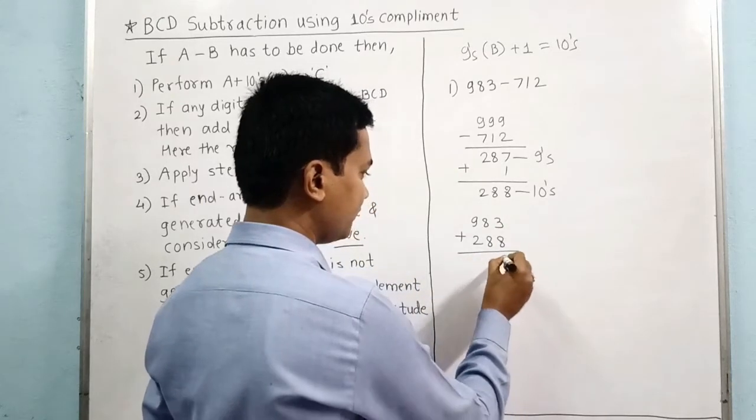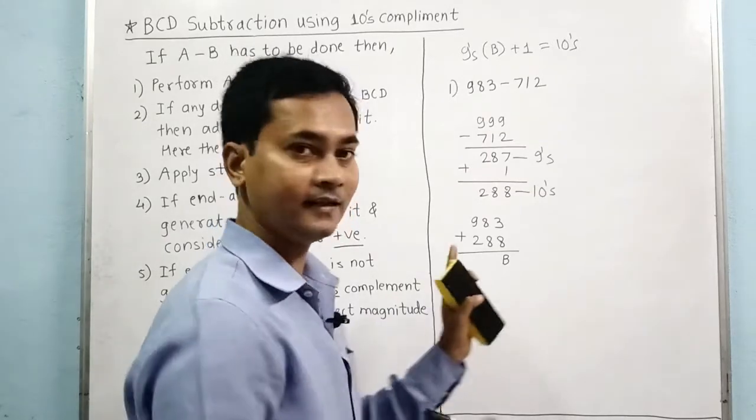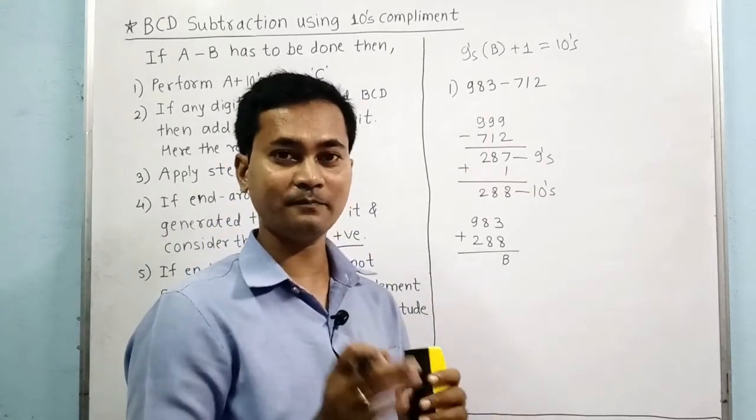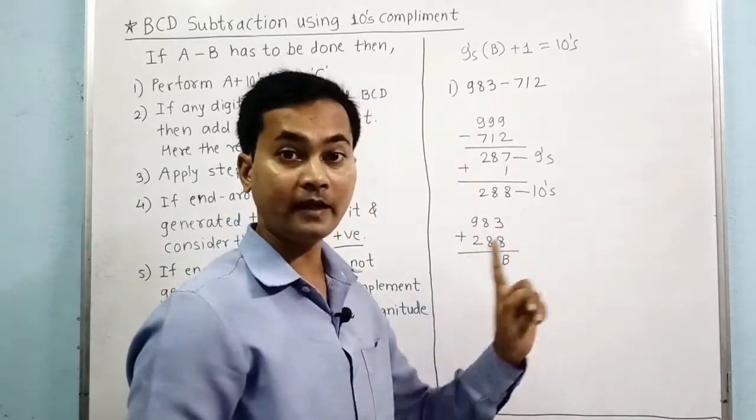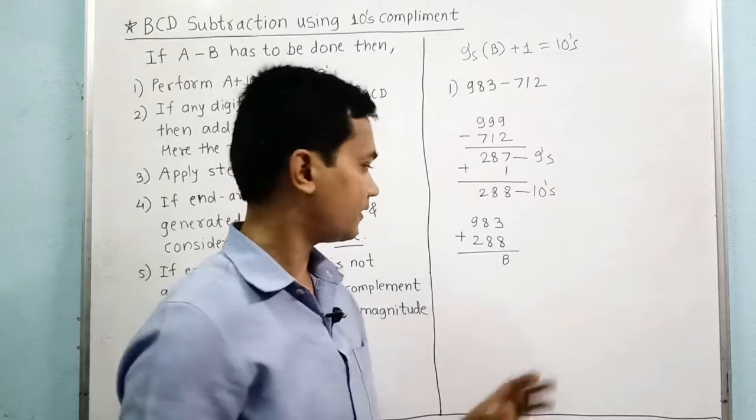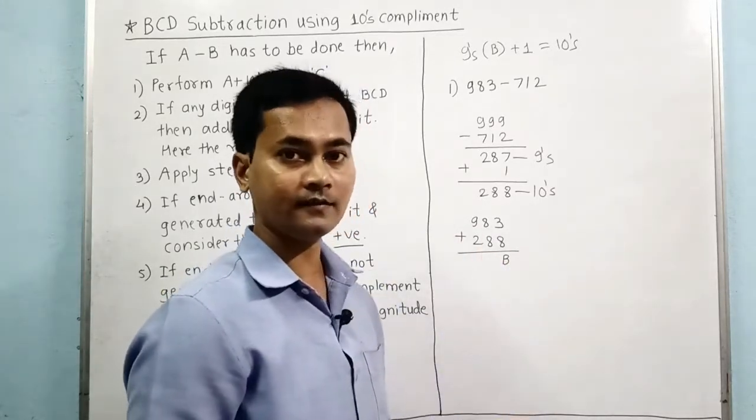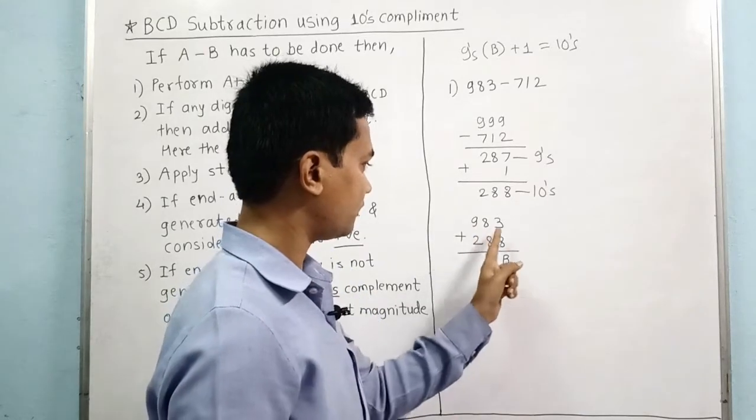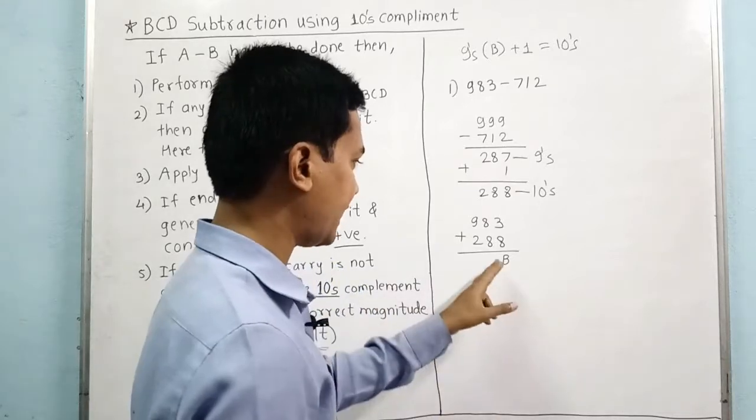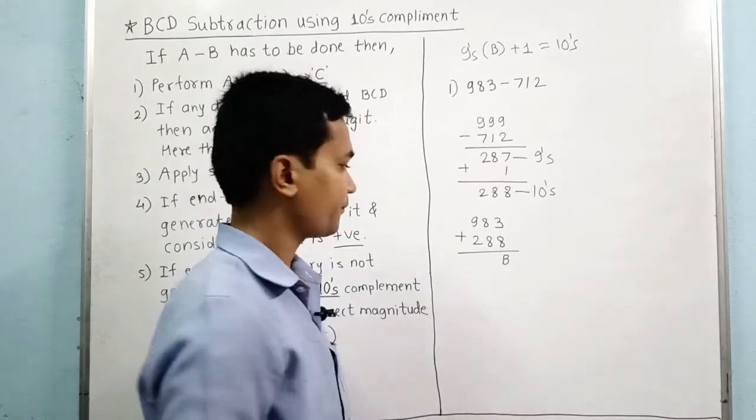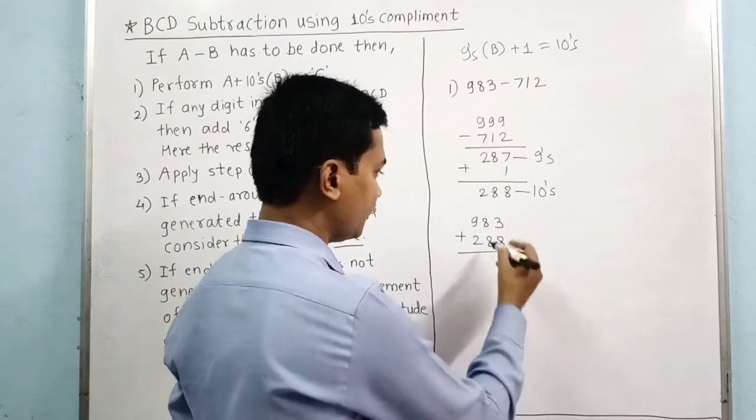11 is nothing but B in hexadecimal. Actually, we are performing BCD subtraction, and BCD means binary coded decimal. Here every digit is 4-bit binary, so do not consider these values as decimal directly. These are BCD digits, each a group of 4 binary bits. That's why I am writing them in hexadecimal. So 8 plus 3 is 11, and 11 means B in hexadecimal.